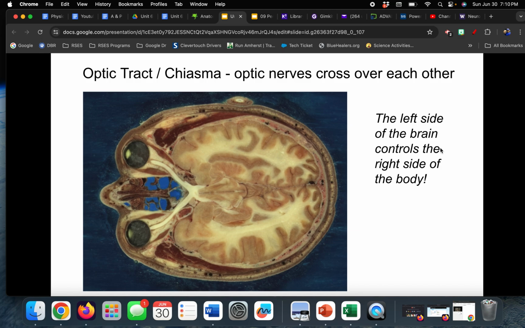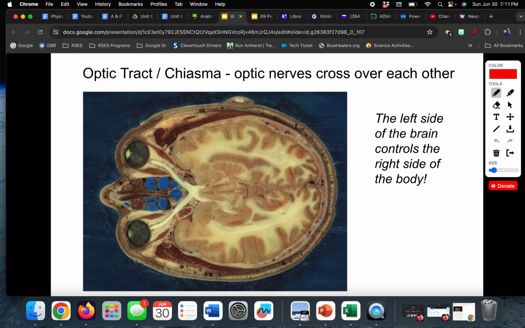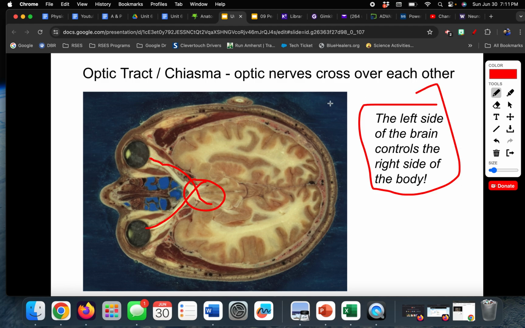The optic chiasma is how I learned it. Sometimes you'll hear it referred to as the optic tract now. It's where the optic nerves cross over each other. So you can see here, this would be the right eye, and this is the optic nerve coming out of it, but it crosses over into the left side of the brain. Left eye here, the optic nerve from it crosses over, and that optic chiasma is kind of the crossover. But something, if you didn't realize, the left side of the brain controls the right side of the body, and vice versa.